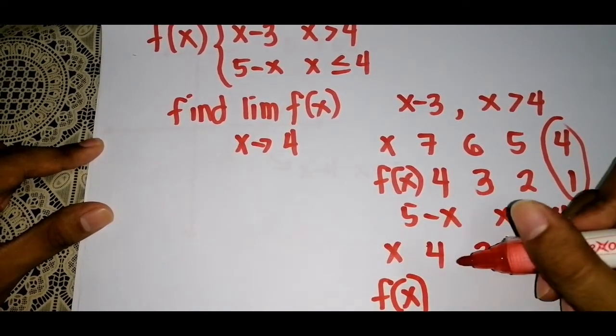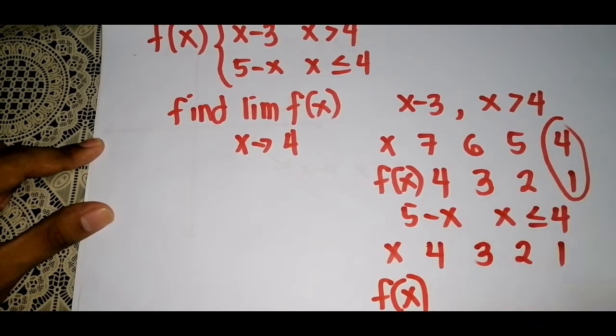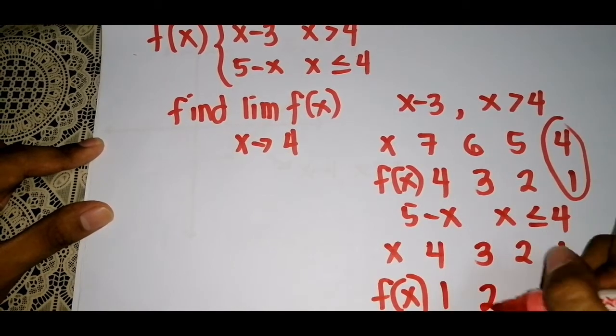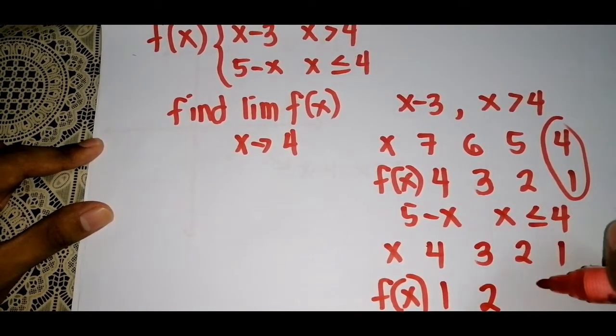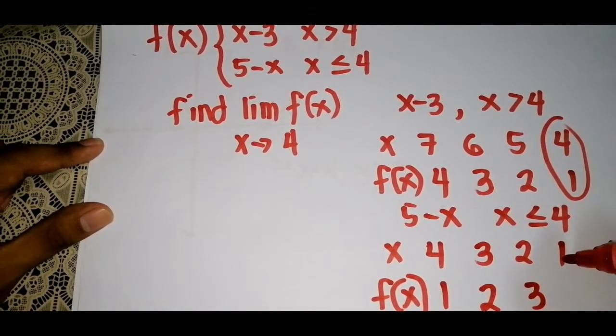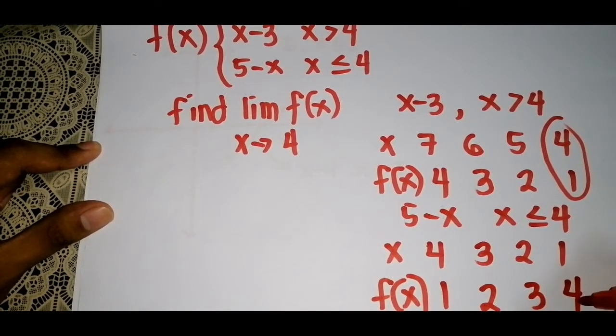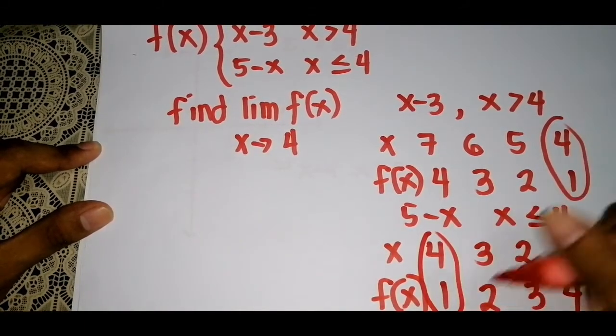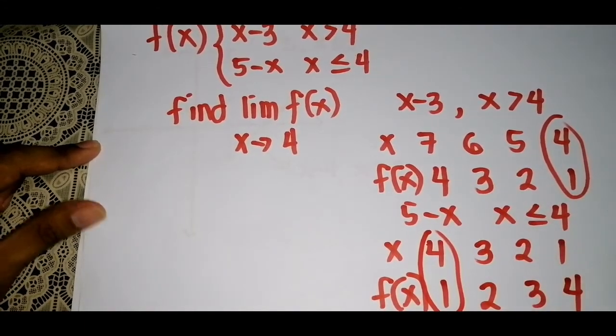Okay, so when x is 4, the function is 1. When x is 3, the function is 2. When x is 2, the function is 3. When x is 1, the function is 4. So, as x approaches 4, ang limit ay 1. So, they are equal. Ibig sabihin, the limit exists.